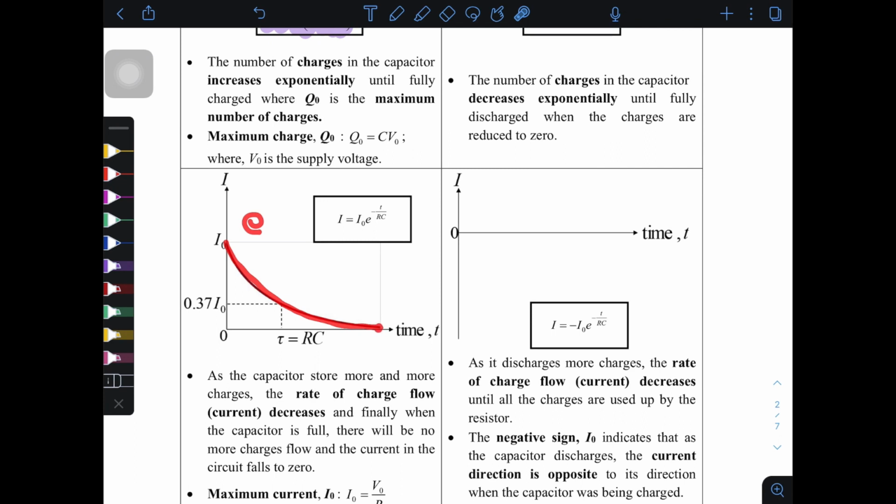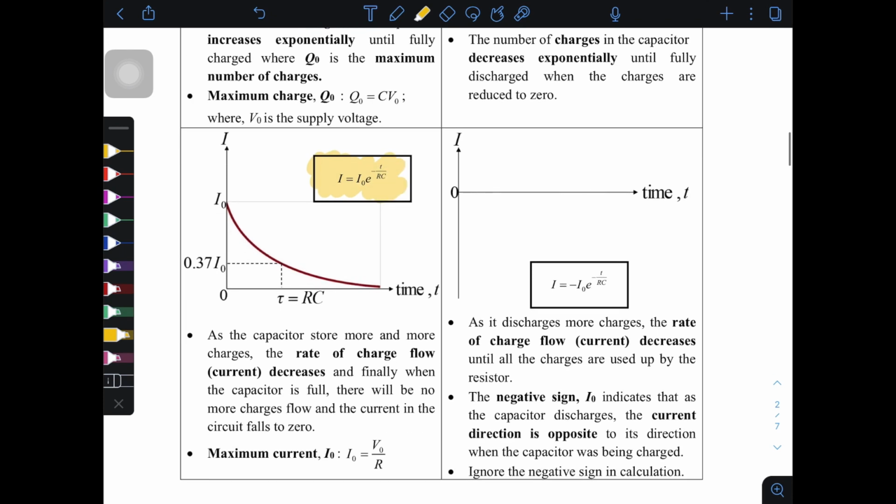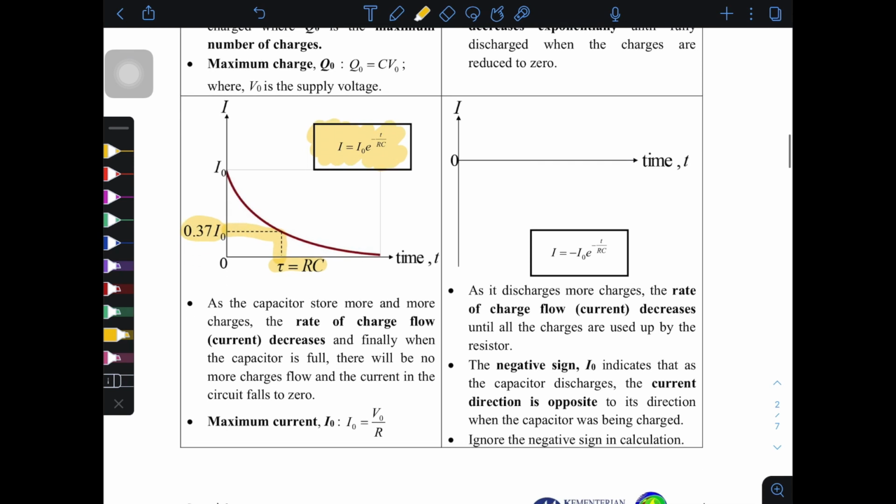So, when it is full, the current will eventually stop flowing, so it equals 0. And the equation for current flow is I equals I0 e^(-t/RC). And here, tau equals 0.37 I0. Okay, where I0 is the maximum current.